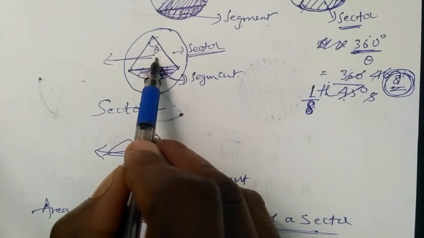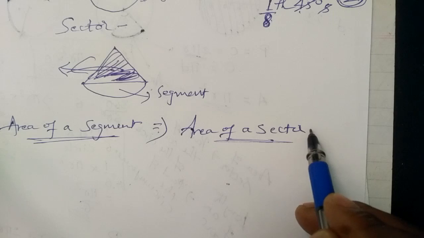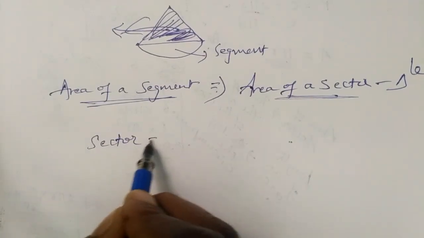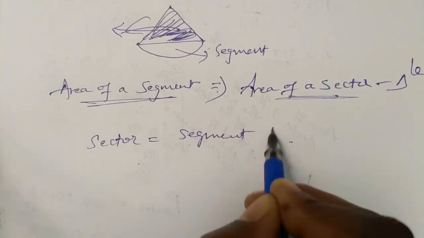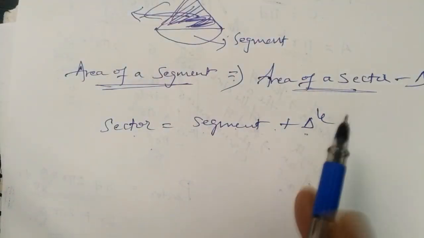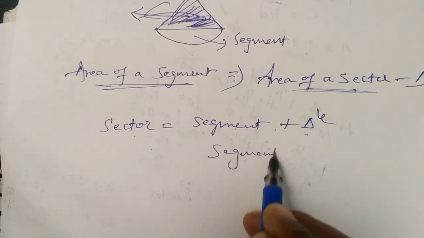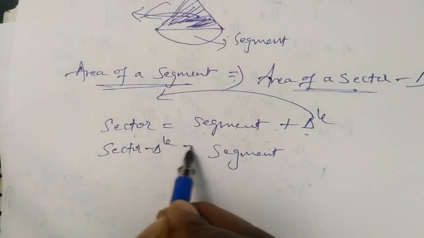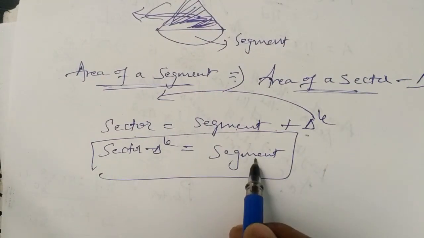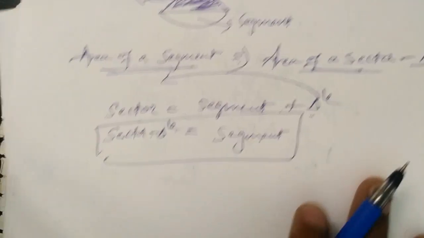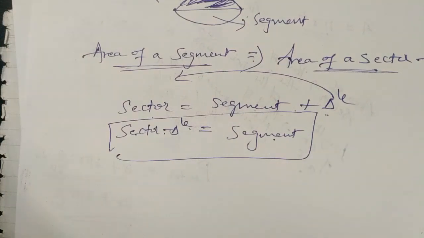If you want the segment, you have to remove this triangle. That means from the sector you have to remove the triangle. Look, again I show you: sector is equal to segment plus triangle. In one sector, triangle and segment both are there. If you want only the segment, you remove this triangle, that is, sector minus triangle. Therefore the area of a segment is equal to the area of a sector minus the triangle. With this idea we find the area of a segment.